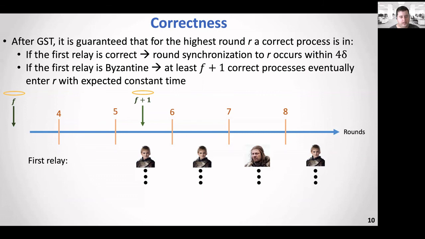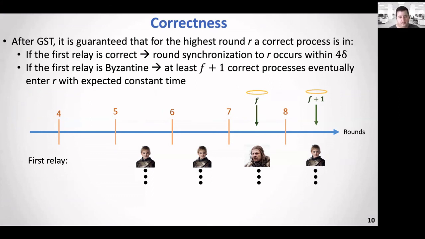Now, we use the first relay also as the leader for the SMR protocol. So if the leader is Byzantine, we can't guarantee that decisions will be reached. Therefore, we don't need to synchronize all the processes to that round. We only synchronize to rounds where the first relay is correct. So like I said, in round 5, at least F+1 processes enter. The same goes for round 6. But in round 7, since the first relay is correct, we guarantee that within 4 delta time, all the correct processes will synchronize to that round. Again, for round 8, the first relay is Byzantine. Therefore, we only guarantee that at least F+1 correct processes will eventually enter that round.